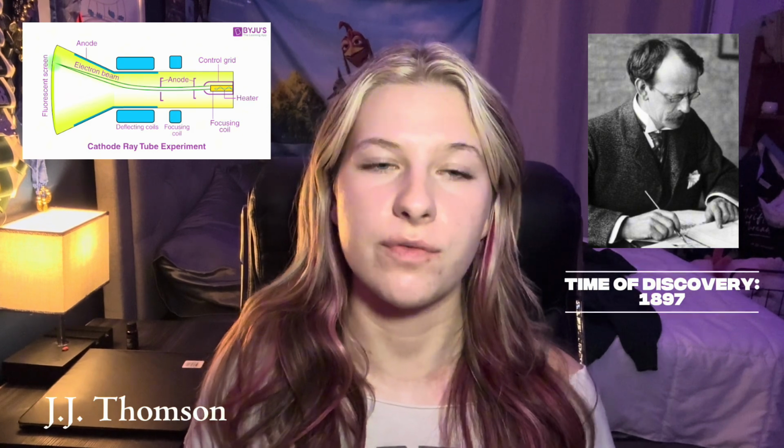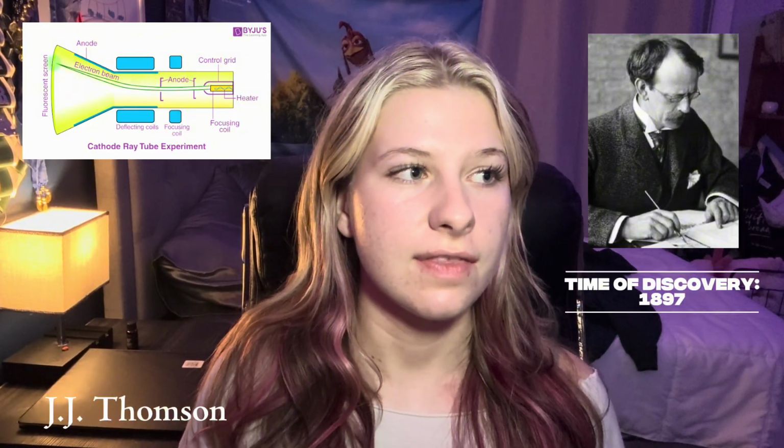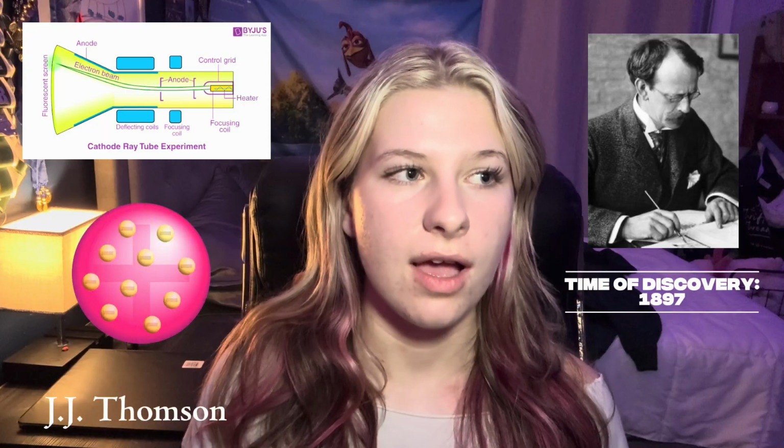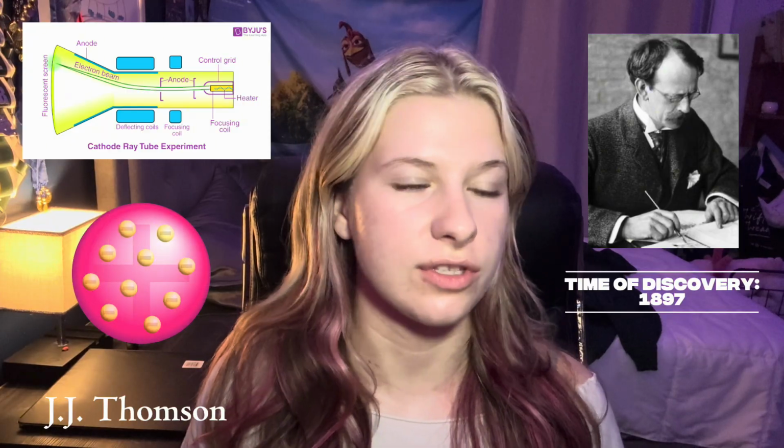Dalton thought atoms were solid, but Thomson discovered something shocking: electrons. Using his cathode ray tube experiment, he passed electricity through a vacuum and noticed the beam bent towards the positive plate, meaning it had a negative charge. He concluded atoms are divisible and contain electrons. This model was called the plum pudding model, a positively charged pudding with electrons scattered like raisins.